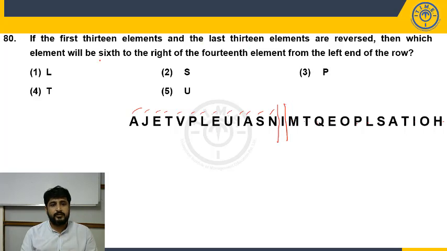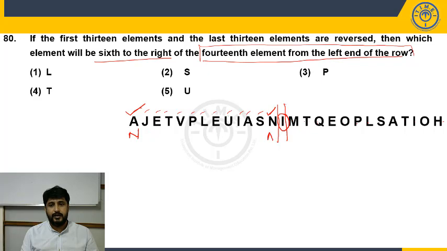What is the question asked? Which element will be 6th to the right of 14 from the left hand of the row? So first we should start counting from the left hand. When the sequence is reversed, N will be the first one. So when I start counting from N, when I reach the A, it will become 13. But I should identify 14. What is the 14th from the left hand? I. There is no change in the I. So when I start counting from here, N will be first, A will be last. So till here, 13th, and I is the 14th.